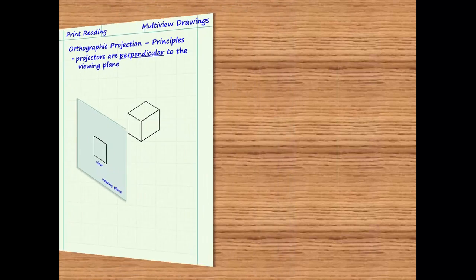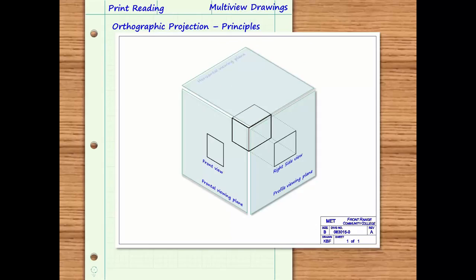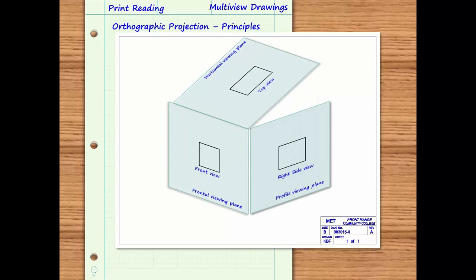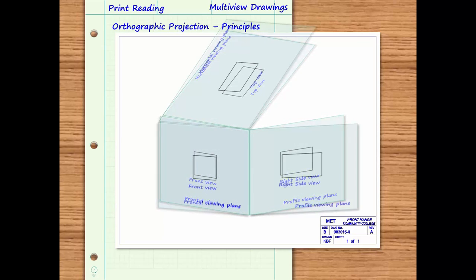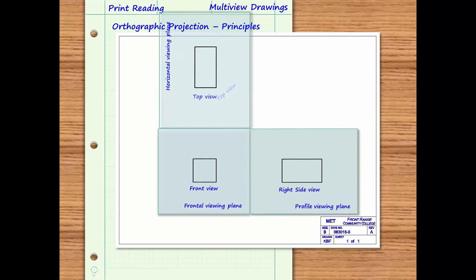If the original viewing plane is defined to be the frontal viewing plane, then the view projected onto this plane is the front view. Similarly, the right side view can be projected onto the profile viewing plane, while the top view is projected onto the horizontal viewing plane. If the viewing planes are then unhinged and laid out on a flat surface, the corresponding views will appear on the print in their expected location and all in orthographic projection with each other.